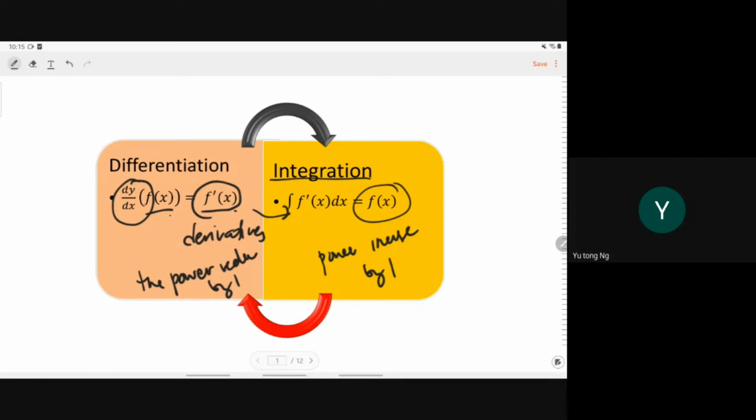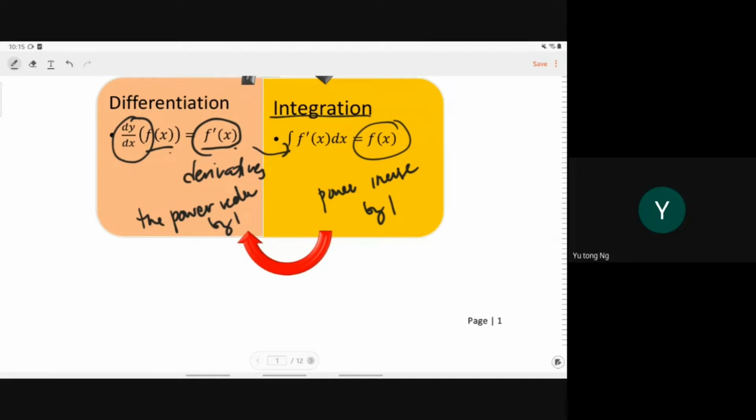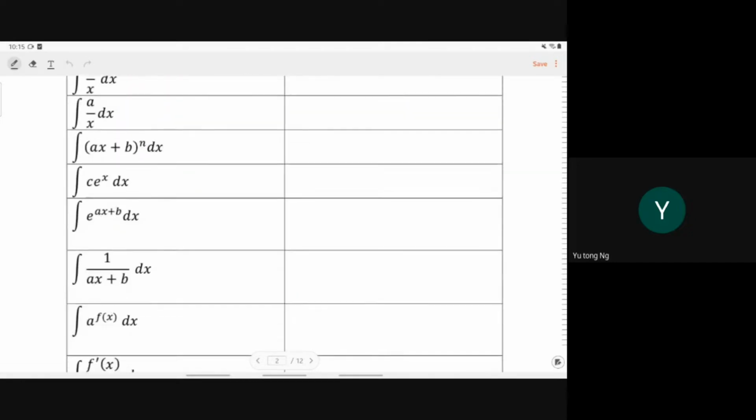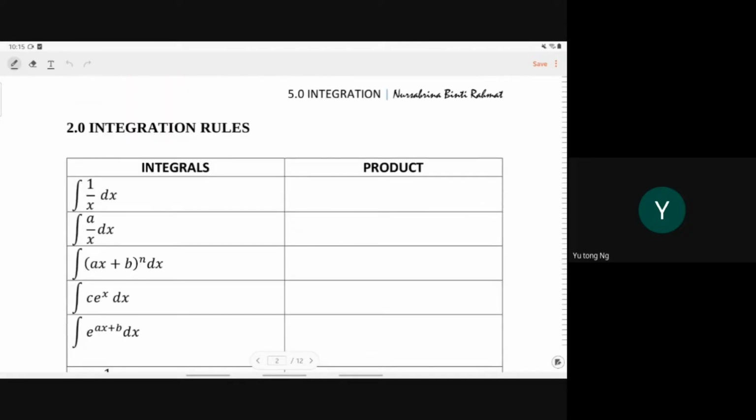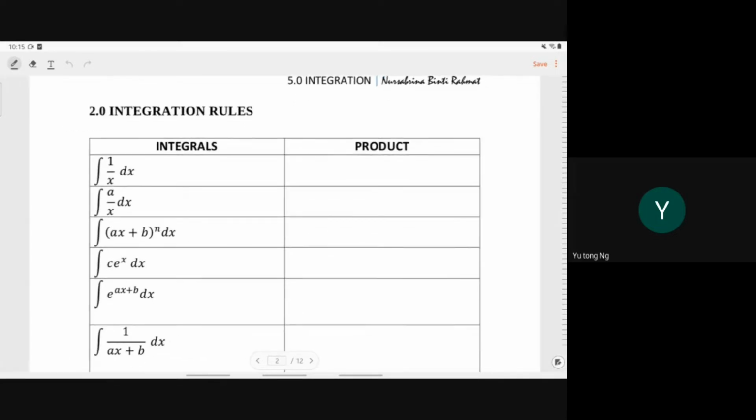In one we reduce the power, and in the other, in integration, we increase the power. So these are the list of the formulas, the integration rules, which I asked you to find out. This is the general rule, the one thing that you will always use in your integration.